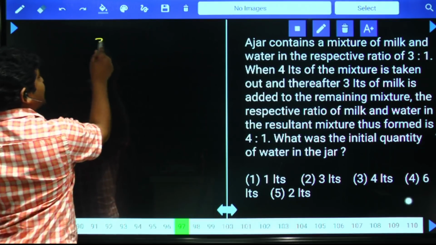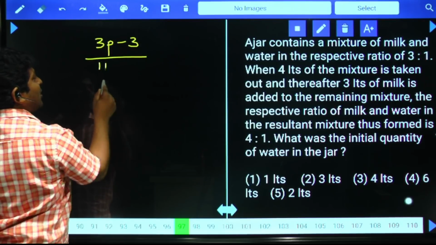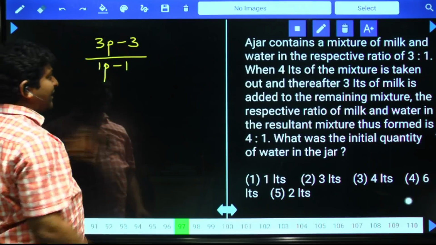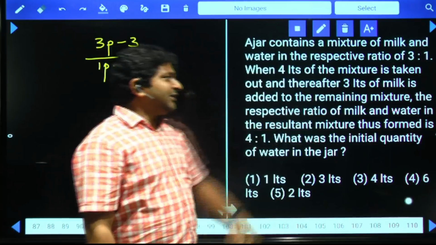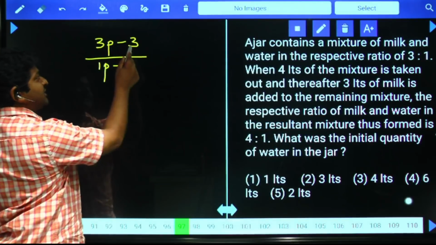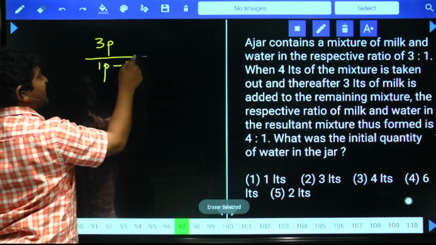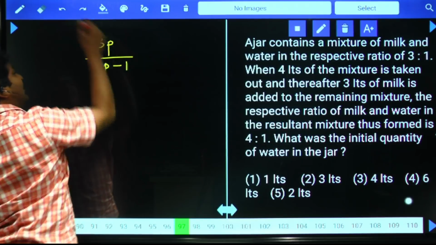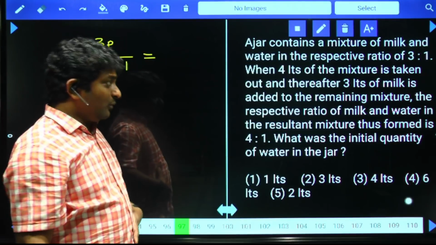Now, initial milk is 3 parts. Now 3 liters taken out. Initial water is 1 part, 1 liter is taken out. Total 4 liters quantity is taken out. And then thereafter we are adding 3 liters of milk. To this, if you add 3 liters milk, then plus 3 and then minus 3 gets cancelled. Now finally we have 3 parts of milk and 1 part minus 1 liters of water.